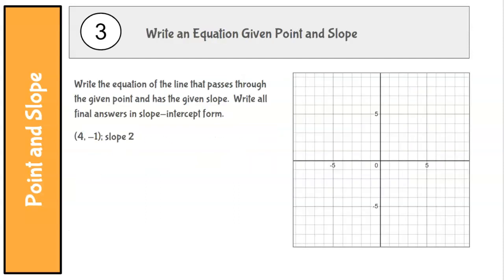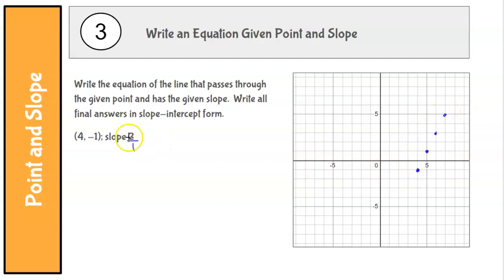Okay, so let's look at some problems. It says, write the equation of a line that passes through the given point and has the given slope. Write all final answers in slope-intercept form. So just so you understand what this information is, you do not need to graph like I'm about to in order to solve this, but just so you understand. So (4, -1) is a point here on the graph, and the slope of the line is 2, or 2 over 1. So we're talking about this line right here.